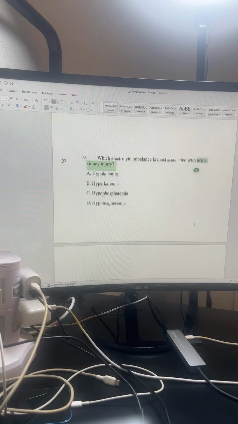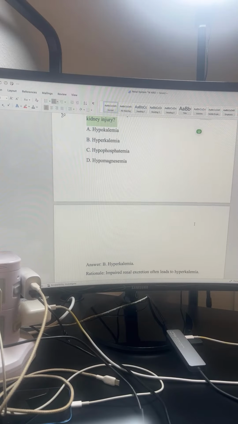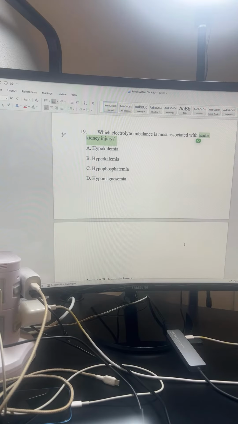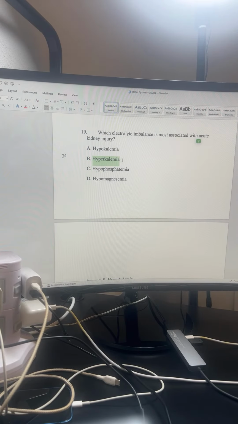So which of the electrolyte imbalances is associated? You have your hyperkalemia. All right. So impaired renal excretion often leads to hyperkalemia in your patients here. And what kind of EKG findings are you expecting again in your hyperkalemic patients? Chronic kidney disease is hypokalemia. Acute kidney injury is hyperkalemia.